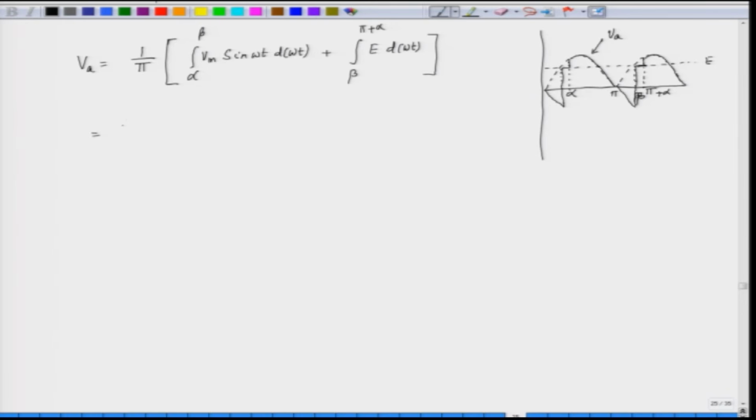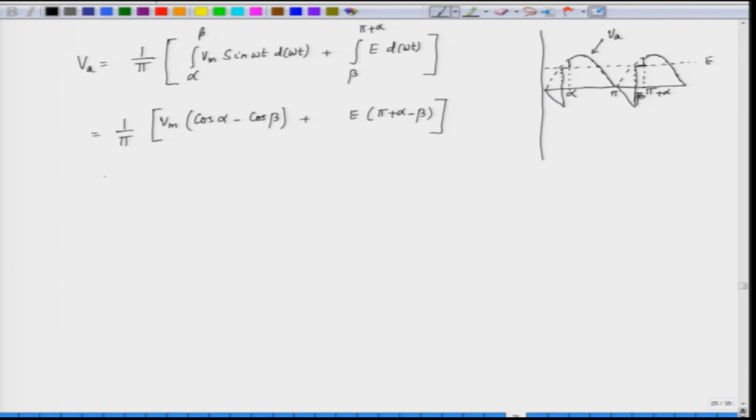Now, let us simplify this. This is equal to 1 by pi, Vm into cos alpha minus cos beta, plus E into pi plus alpha minus beta, whole over pi. Now, this is our armature voltage.